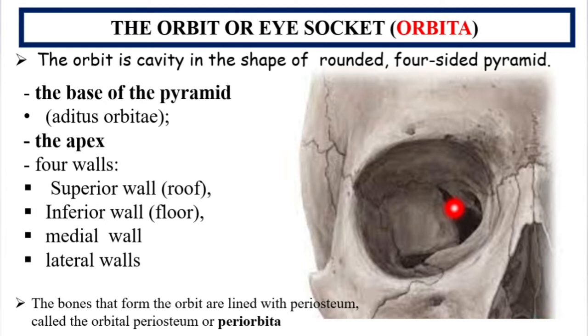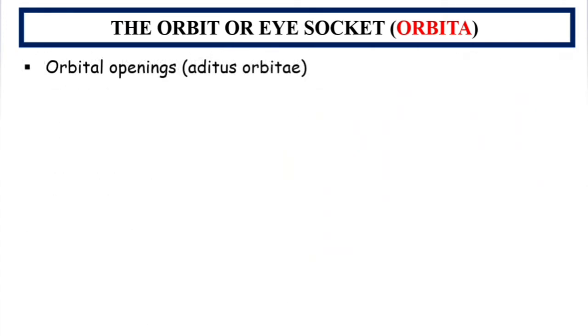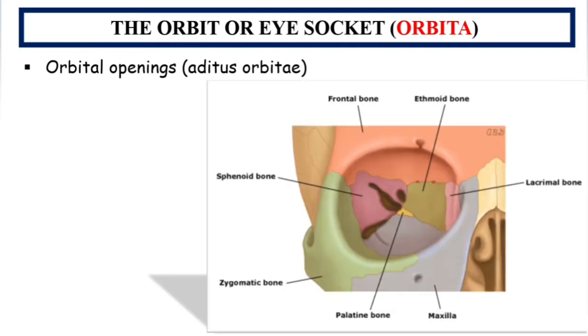And the walls: the superior wall, that's the roof, the inferior wall, that's the floor, the medial wall here, and the lateral wall. The bones that form the orbit are lined with periosteum, called the orbital periosteum or the periorbita. So let's look at the orbital opening, aditus orbitae. This is the opening of the orbit.